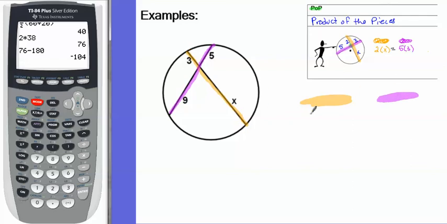On the orange line, I have a 3 and an X. On the purple line, I have a 9 and a 5. So I'm going to go ahead and multiply. 3 times X is 3X. 9 times 5 is 45. I divide both sides by 3, and I get X equals 15.